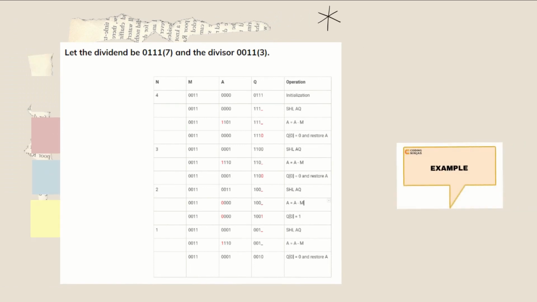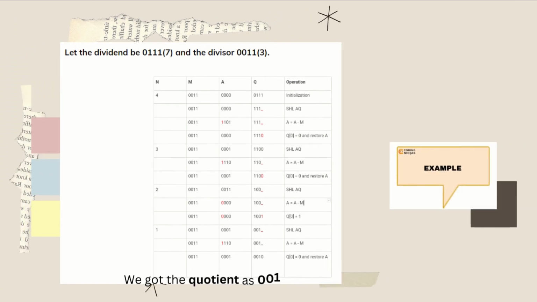Now let's see an example of the restoring division algorithm. Here we have taken 7 as a dividend and 3 as a divisor. So initialize the values first. Next step is to perform shift left. So the MSB of Q comes into the LSB of A and the LSB of Q is 0.